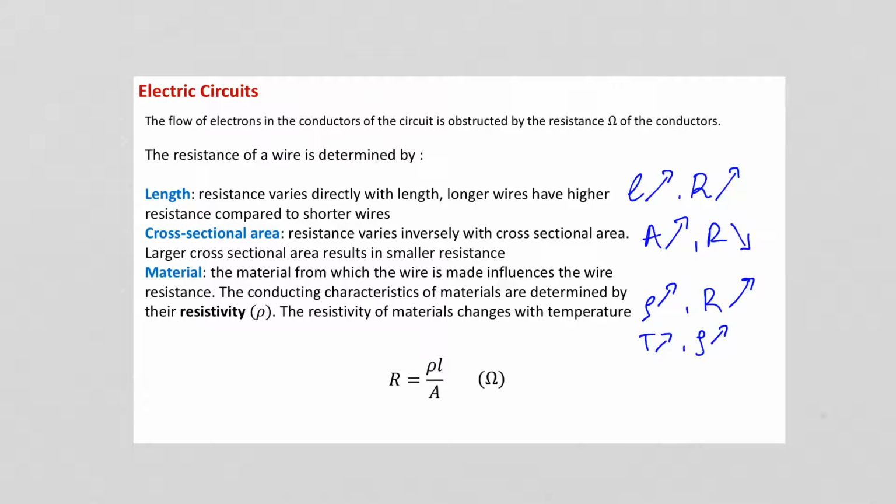So combining the three components, length, cross-section area, and resistivity, together calculates the resistance of a wire based on those physical parameters. So the resistance of a wire is equal to the product of the resistivity and the length of the wire, and we divide that by the cross-section area of the wire.